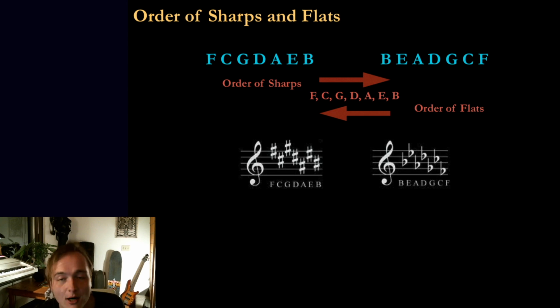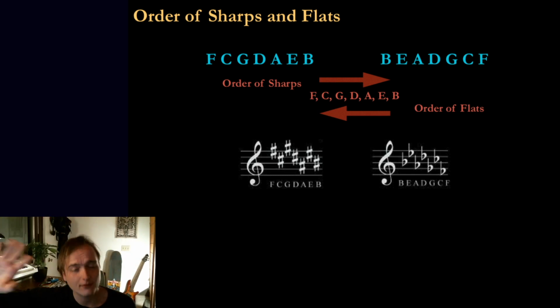So say you have the sharp key with 3 sharps. Then you're just going to draw that F sharp, that C sharp, and that G sharp and stop there. And then those will sharp every F, every C, every G throughout the whole piece that you're writing.